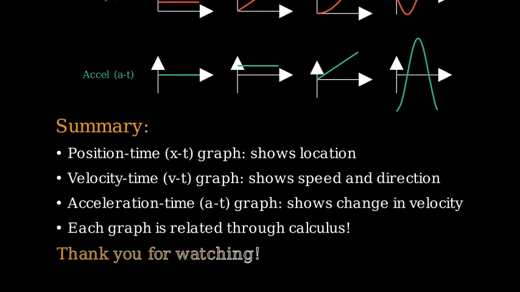1. The position-time graph shows us where an object is at any given time. 2. The velocity-time graph shows us how fast an object is moving. 3. The acceleration-time graph shows us how the velocity is changing. These three types of graphs are powerful tools for understanding the motion of objects, and the relationships between them help us analyze complex motion problems.